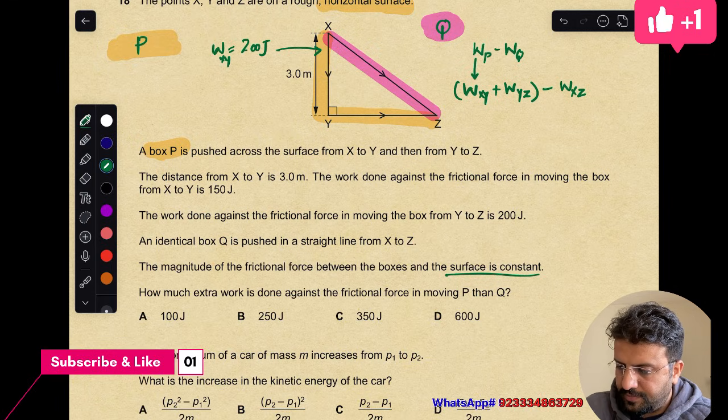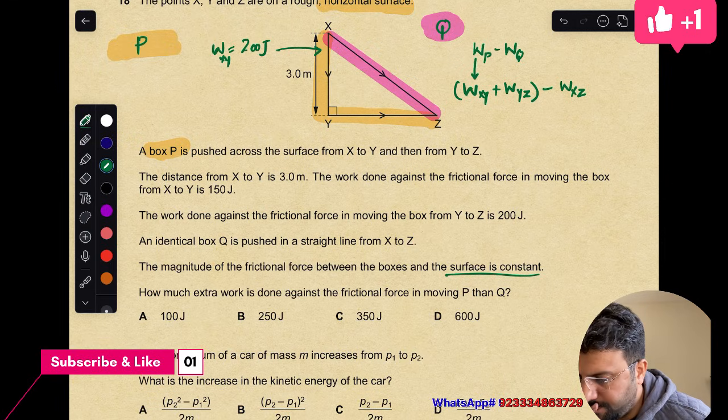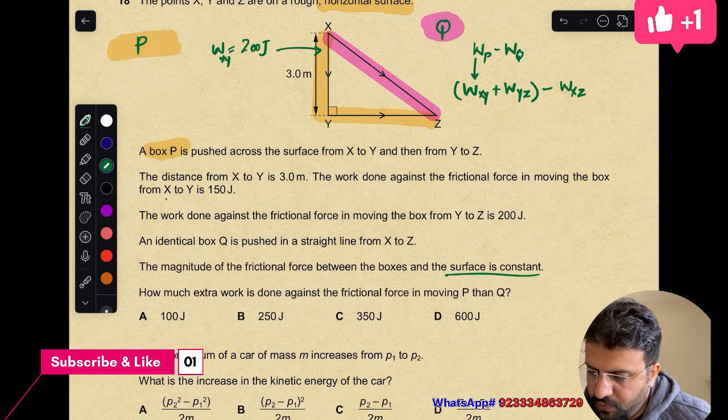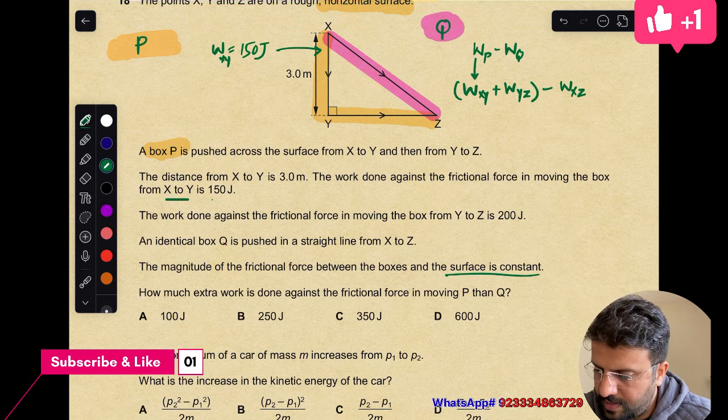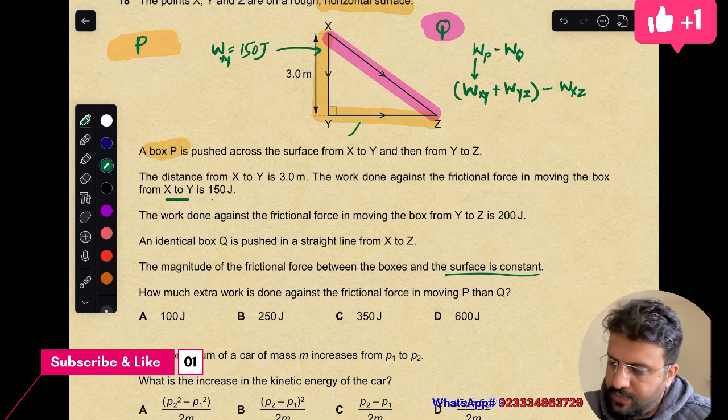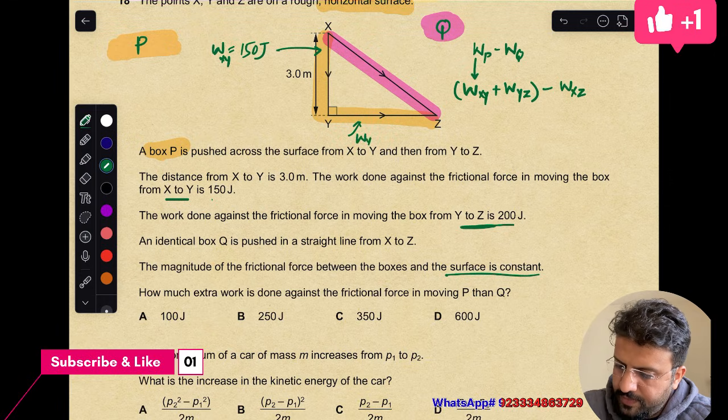From the work done against the frictional force to move the box from x to y, it's 150, it's not 200, it's 150 joules. Okay, then what is 200? 200 is from y to z. Okay, this work done they have given us. The work done from y to z is 200.